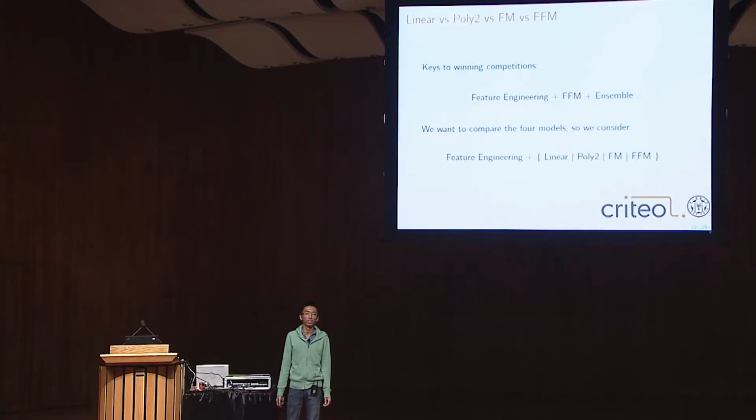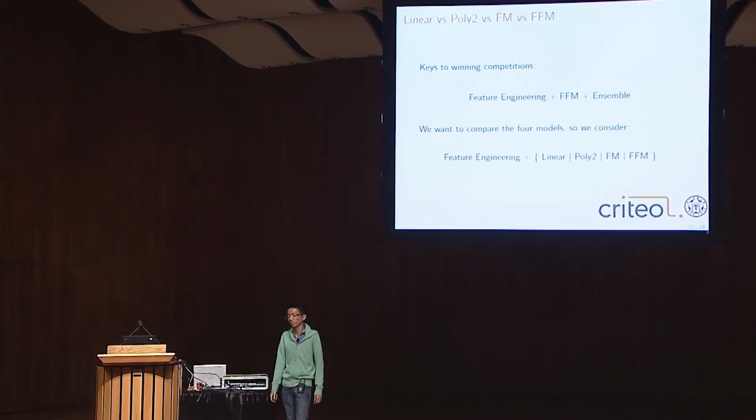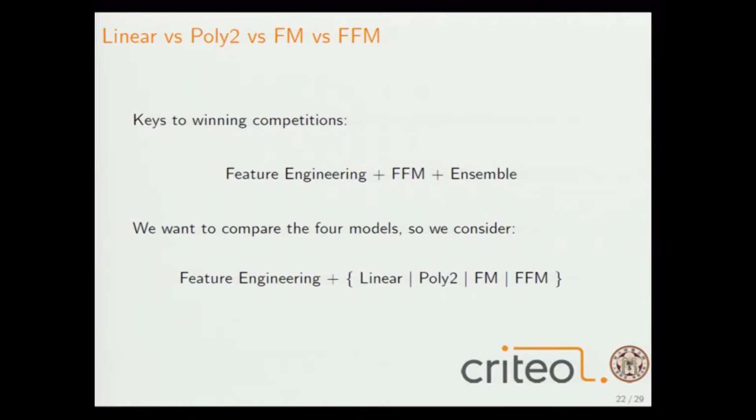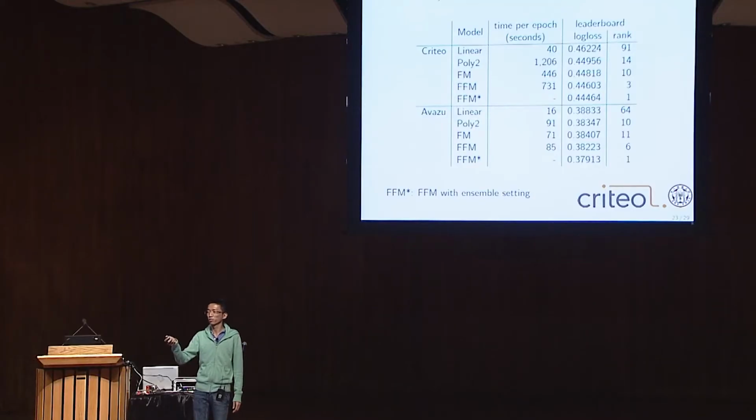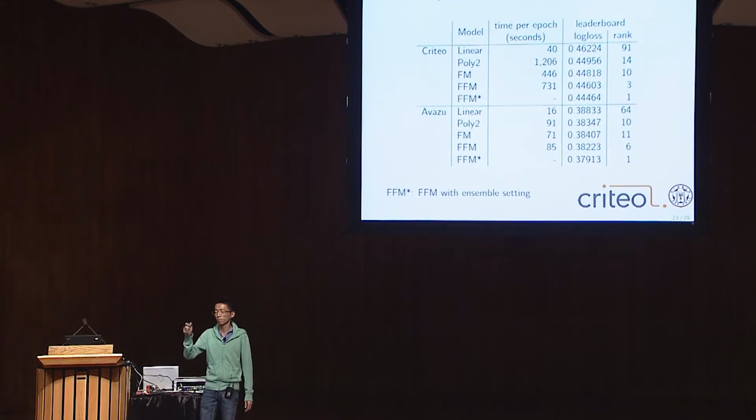So now I'm going to use the data sets in these two competitions to compare the four models I have introduced today. So note that in our competition, we have some model ensemble. And model ensemble means that you have to train a lot of models. So for the simplicity to run experiment, we will remove the ensemble part. Here is the result of comparison. So first thing we see is that FFM is indeed the best among the four models. But there is no free lunch. You can also see that the training time for FFM is longer than FM and the linear model.